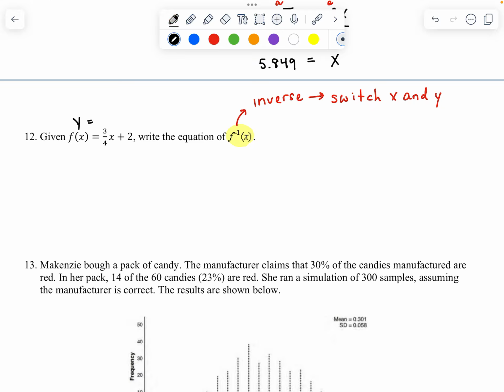So don't forget, this f of x is really technically the same thing as y. So instead of f of x, I'm going to put y equals, and instead of x, I'm going to put y. All right. Now, I'm going to go ahead and solve for y. I'm going to write it like I read it.